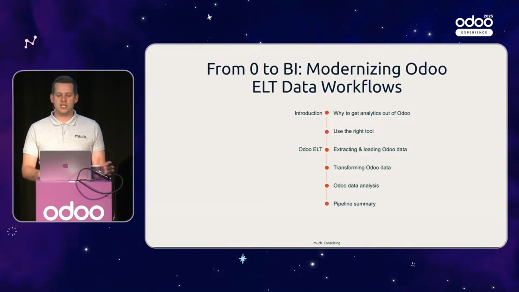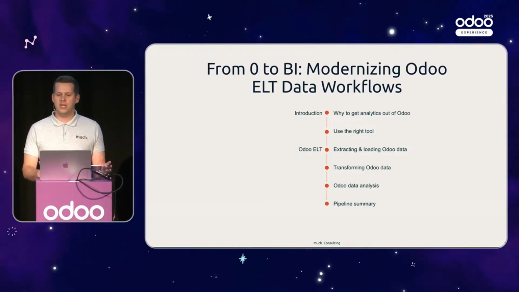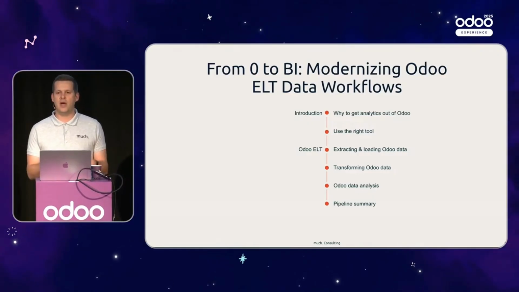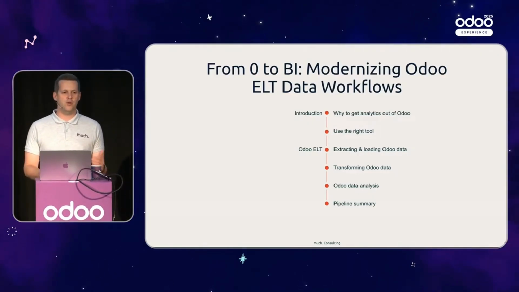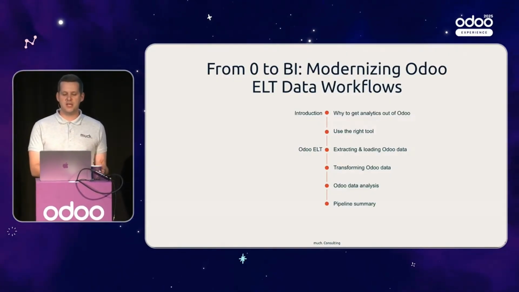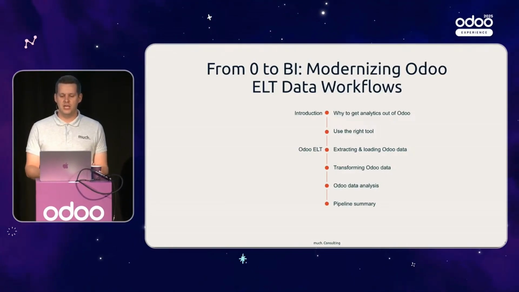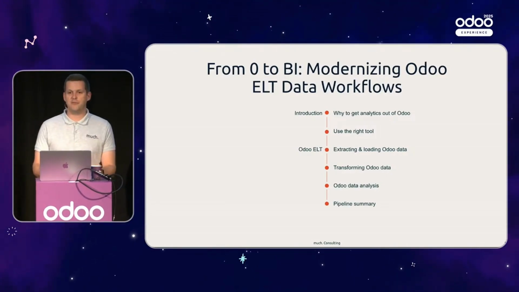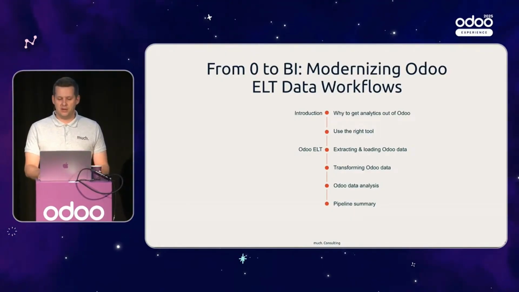I'm going to start off a little bit with why we need additional analytics and why we need an ELT workflow in the first place. I'm going to talk about the tools and how this will work overall, and then I'm going to walk you through specifically step by step how we do the extracting and loading, how we do the transformation, and also how we analyze stuff. And I have a quick example in the end on the pipeline.